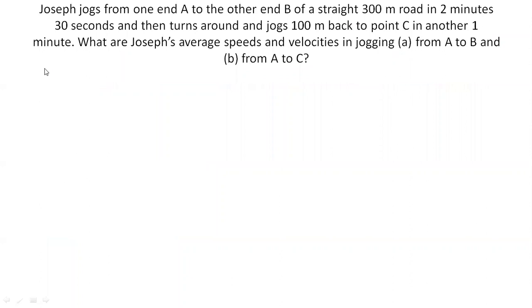The second question is this. In the second question, they are saying Joseph jogs from one end A to the other end B. Okay. And suppose they have given us the time from A to B, that is 300 meter in 2 minutes 30 seconds. Okay. And then he turns around and jogs 100 meter back to point C in another 1 minute. What are Joseph's average speed and velocity in jogging from A to B and A to C? So let us see what they are trying to say. Okay, let us imagine the situation.